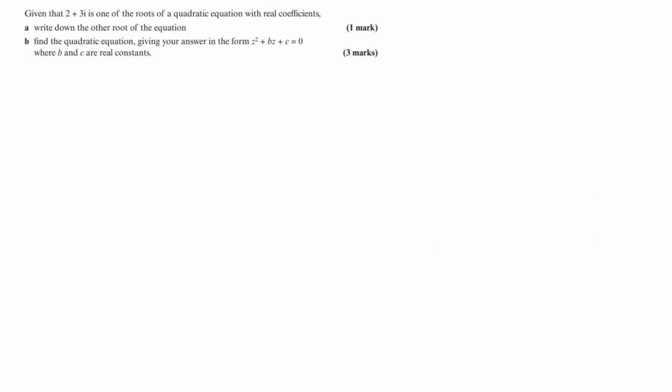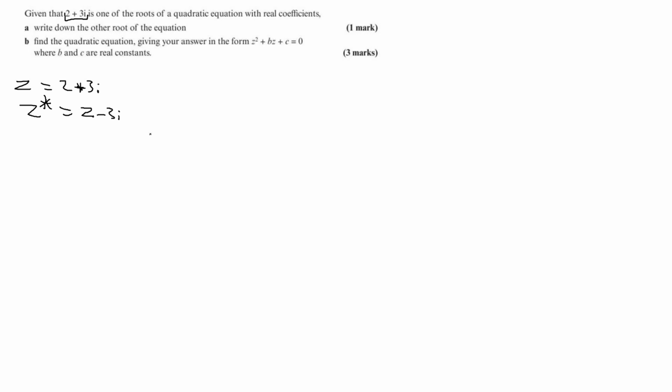Now let's use this concept to understand this question. A root for a quadratic is 2 plus 3i. The question is what's the other root? Well, if z is equal to 2 plus 3i, then the other solution must be z conjugate, which is 2 minus 3i. Okay, cool. That's my other solution.